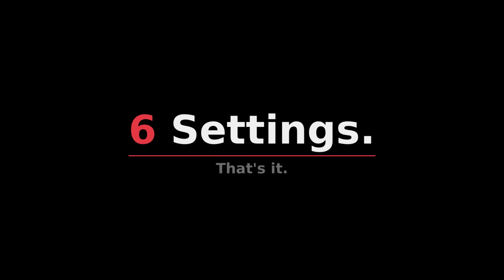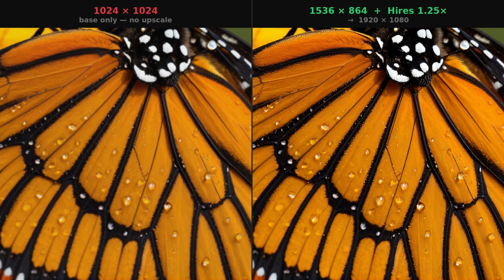Most tutorials waste your time. These 6 settings control everything. Resolution, start at 1536 by 864, then upscale to your final size. That gives you clean detail, premium quality, and fast generation.